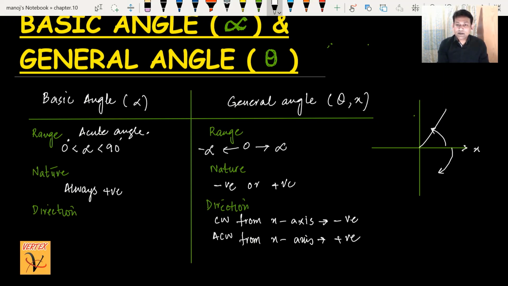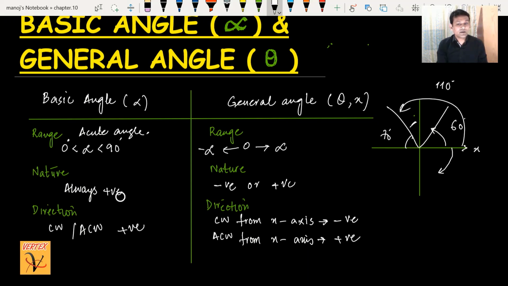For example, this angle is 60 degrees, so this general angle is 60. Sometimes here, if this is 70 degrees, this will be 20. So from here to here, this is 90 plus 20 is 110. That's your positive angle, because we are moving anti-clockwise. But here, for the basic angle, there is no restriction on direction. Even if you move clockwise or anti-clockwise, it is always positive.